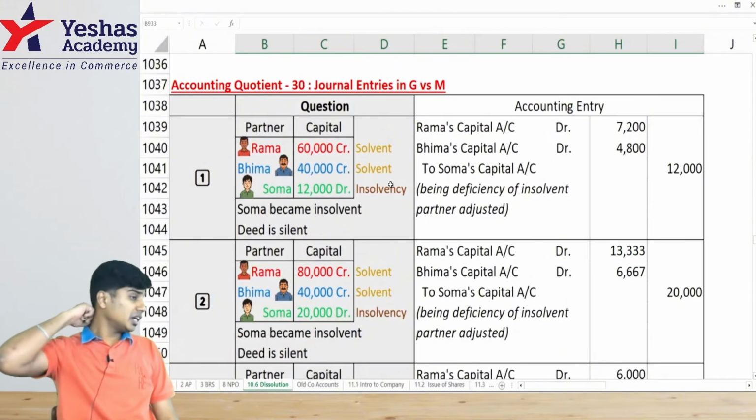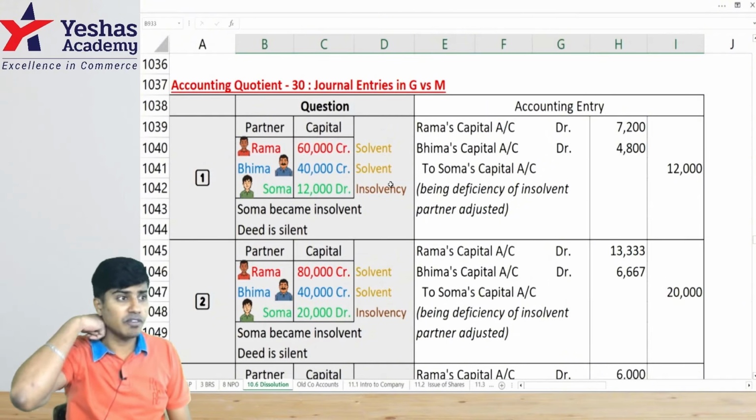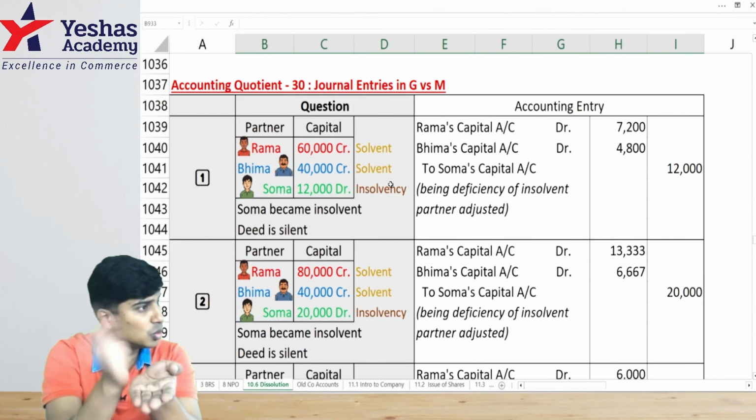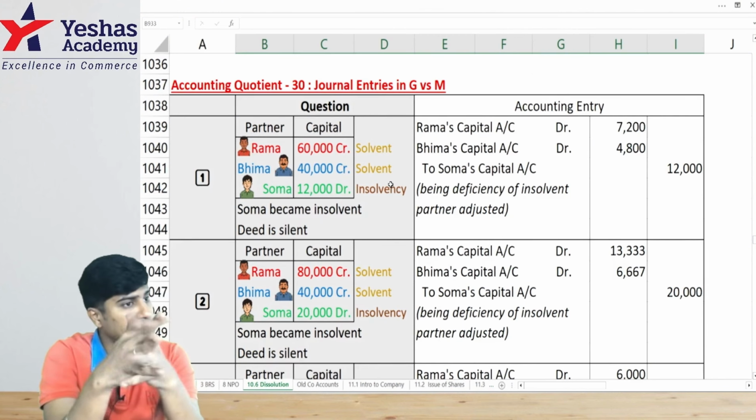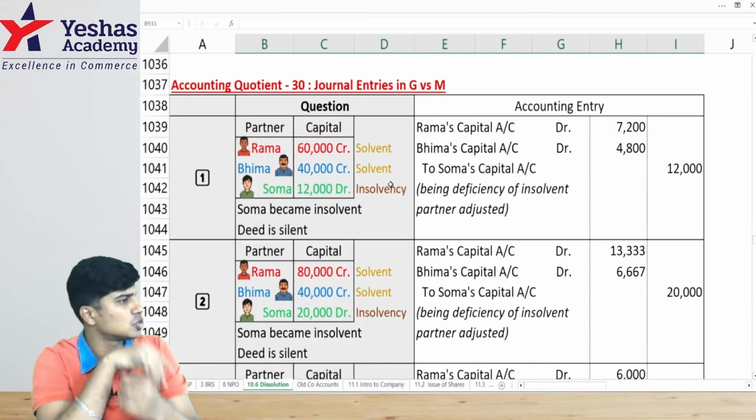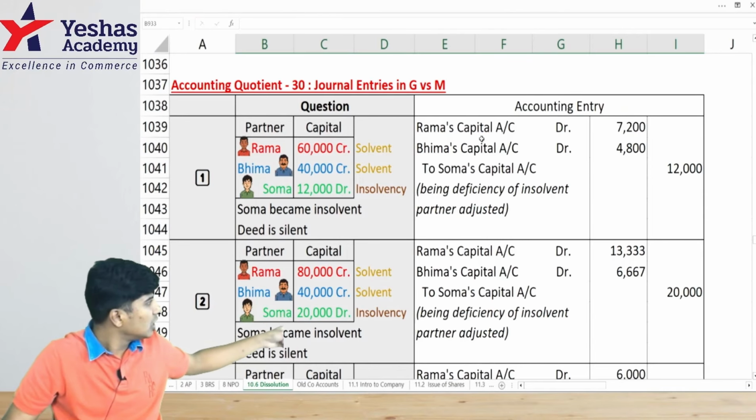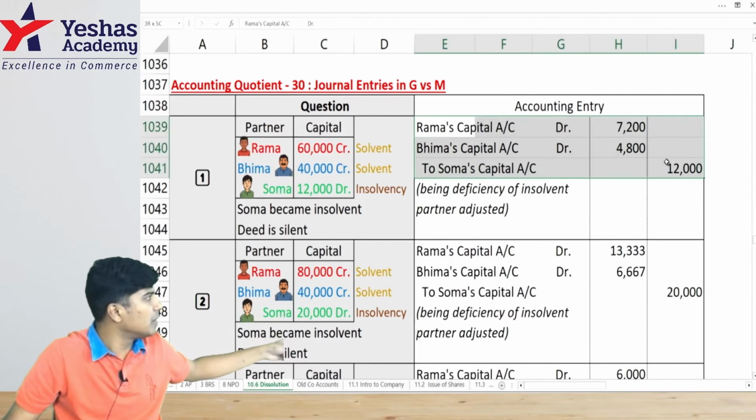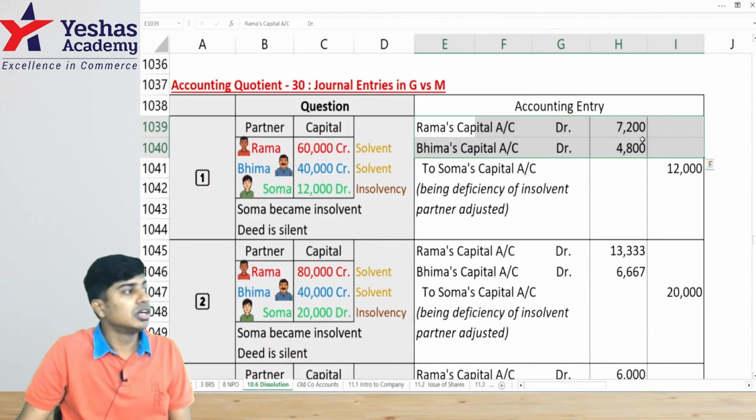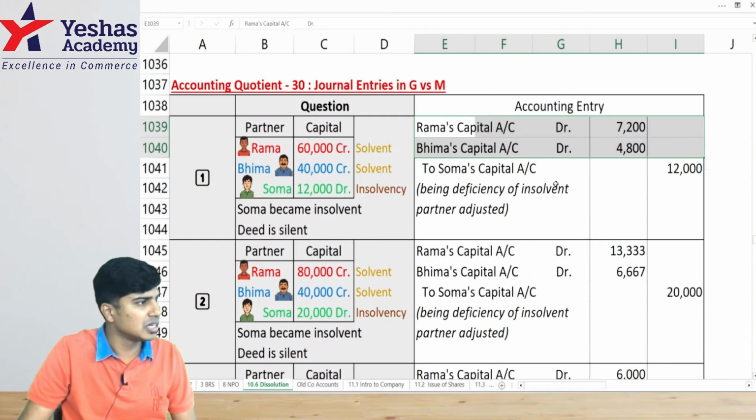What is the accounting entry to adjust the insolvency of one of the partners? Very simple. You credit the insolvent partner's capital deficiency and debit it to the solvent partners in capital ratio. For example, if Soma is insolvent, credit Soma and debit Rama and Bhima in what ratio? Capital ratio, to the extent they have a credit balance in their capital account. That's applying Garner versus Murray.